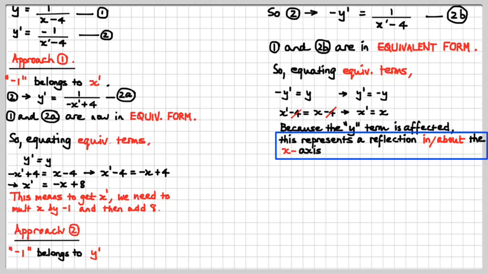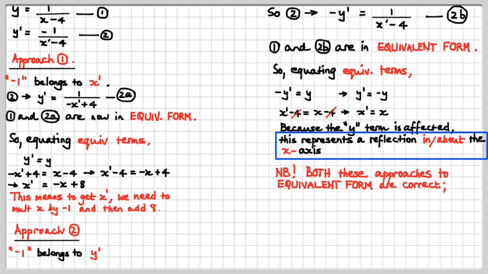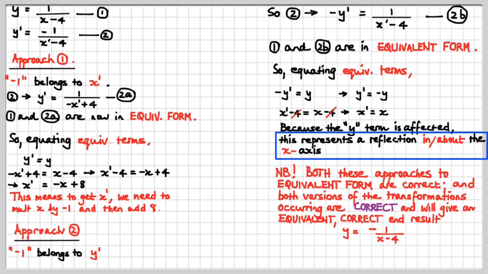Now, here comes my NB. Both of these approaches to equivalent form are perfectly valid and correct. And both versions of the transformations occurring are correct and will give an equivalent correct end result, that is y is minus 1 over x minus 4.